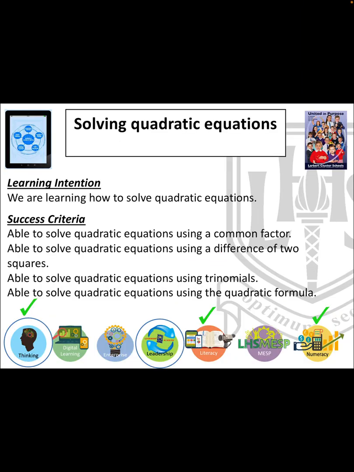Okay, so we've taken you through how to solve quadratic equations, each part of factorising, why we do it, what's the point of it, okay, and then into the quadratic formula and when it doesn't work.